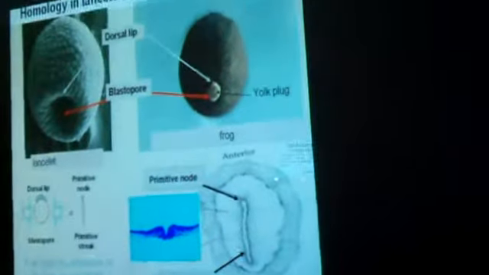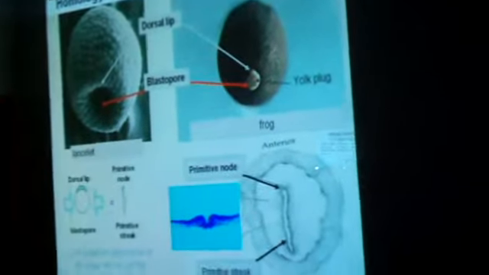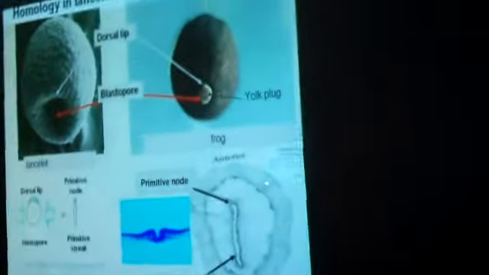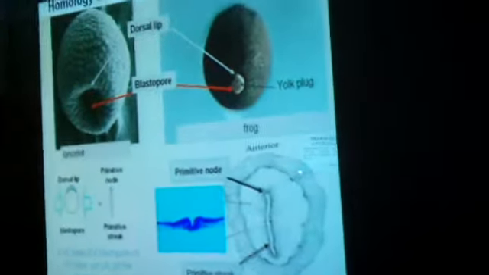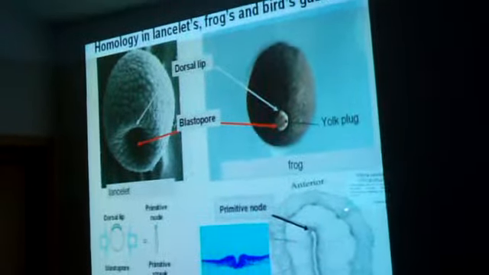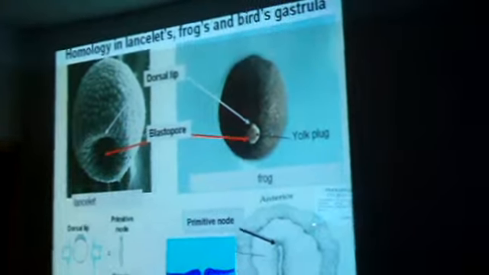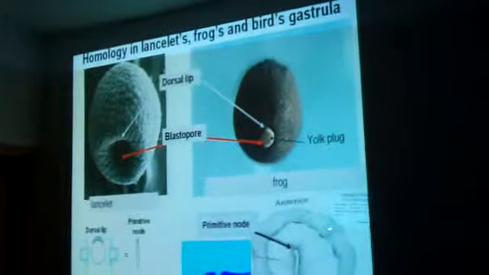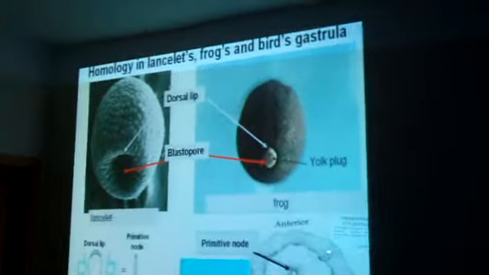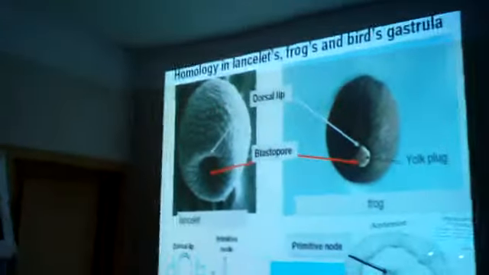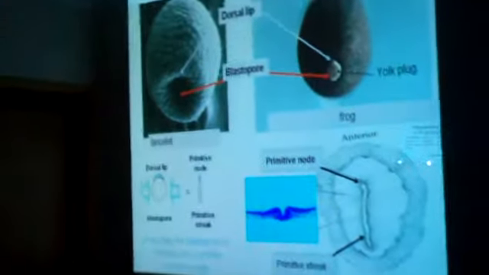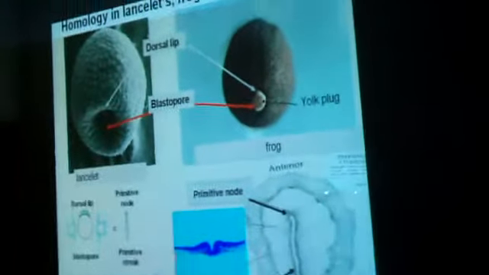And in the end, you can see that the gastrula of lancelet and the gastrula of a frog look very alike, but the gastrula of birds and mammals looks different, with a primitive node and primitive streak. But it doesn't matter because in every case we have ectoderm, endoderm, and mesoderm.